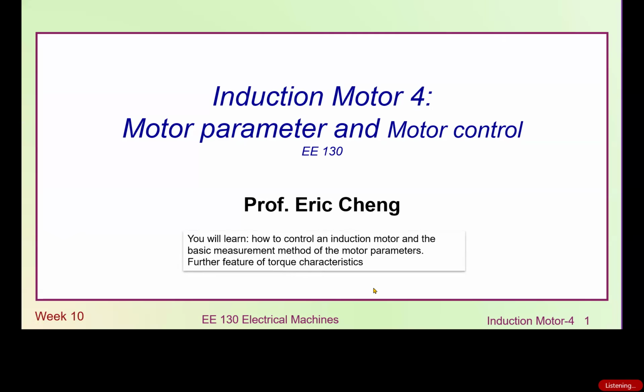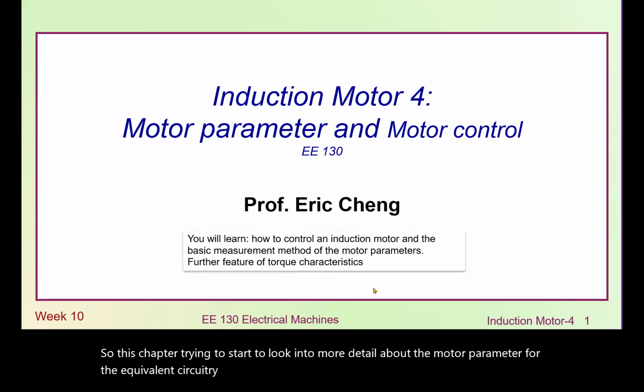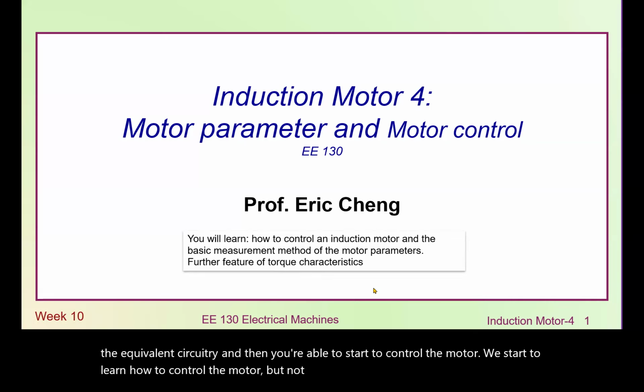So this chapter starts to look into more detail about the motor parameters through the equivalent circuitry, and then we are able to start to control the motor. We start to learn how to control the motor, but not yet. Let's go through the motor parameters first. In here, we're going to learn how to do the measurement.